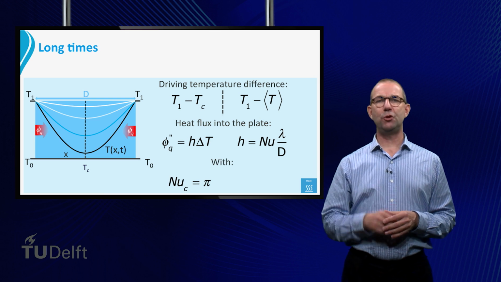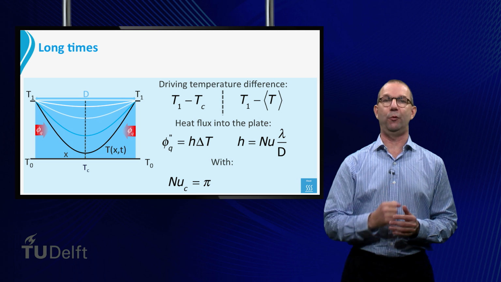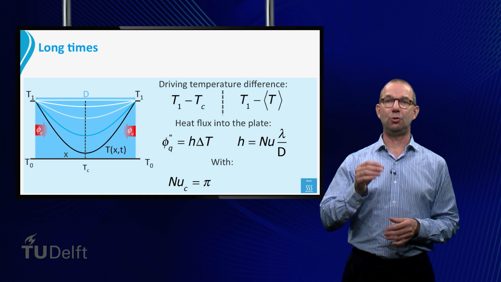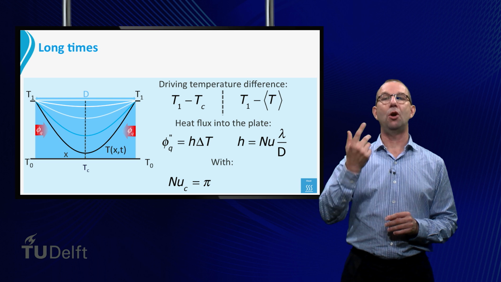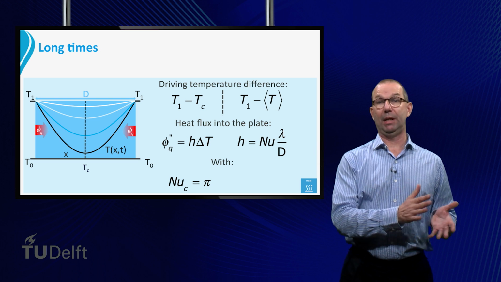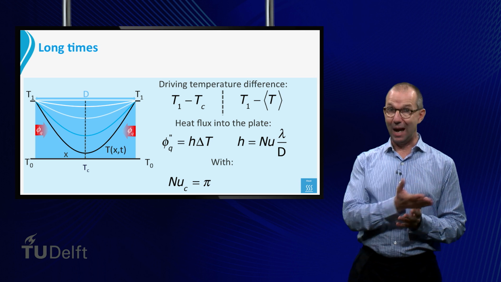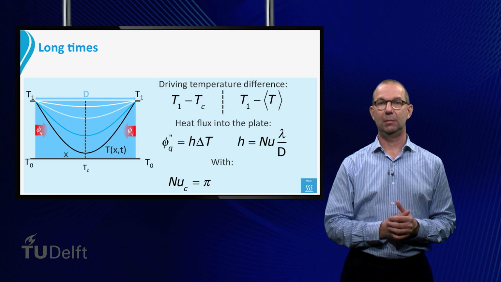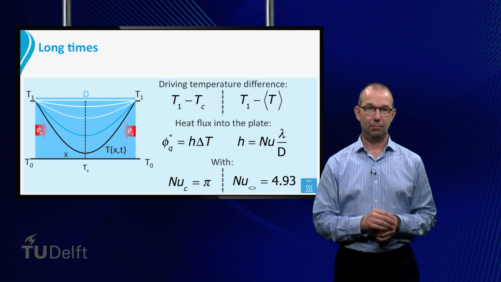We obviously have two different values for Nusselt depending on which of the two driving forces we have chosen. Nusselt sub c corresponds to choosing T center in the driving force. It is a constant and does not depend on time, as was the case in penetration theory. When we base the driving force on the average plate temperature, we also have a constant Nusselt number. In this case, it has a value of 4.93.